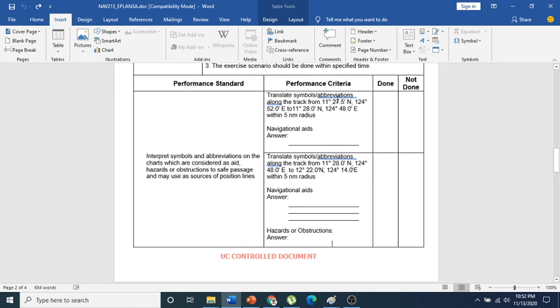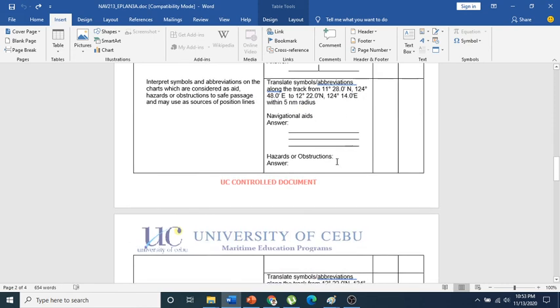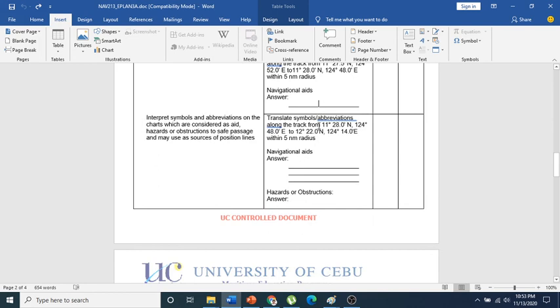Translate symbols of relation along the track from 11 degrees, 12.5 minutes to this position within a 5-meter radius. So what is the navigational symbol, or what are the navigational aids? In this E-plan, in this part, it is only equaling 1 because there is only one blank.